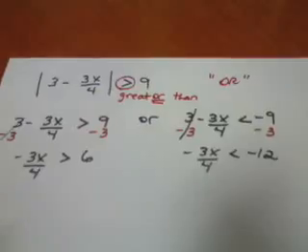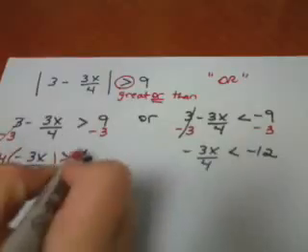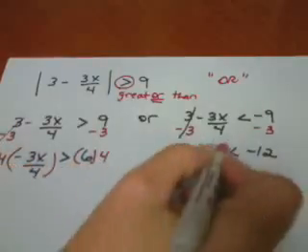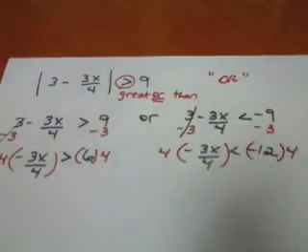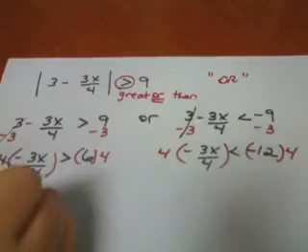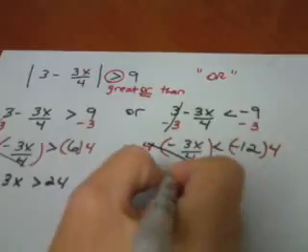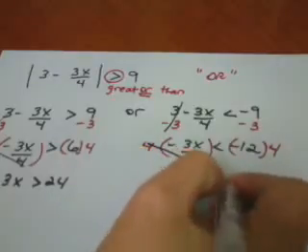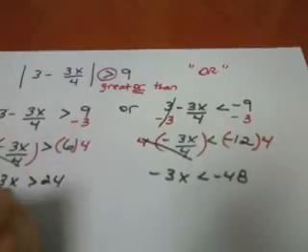The first thing I'm going to do is get rid of the denominators, which are 4's. So I'm going to multiply both sides by 4. Again, that's going to eliminate my 4's, and I get negative 3x is greater than 24. And then over here I'm going to get negative 3x is less than negative 48. Okay, then I'm going to do my last step, which is divide by negative 3.